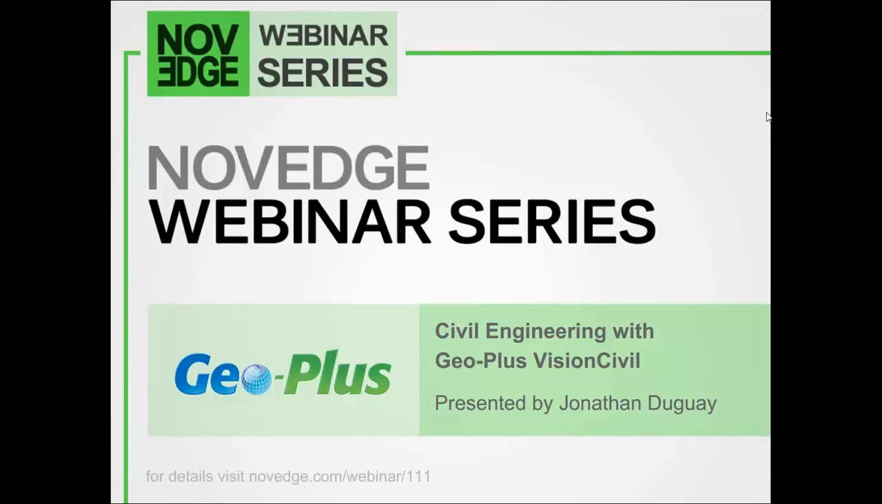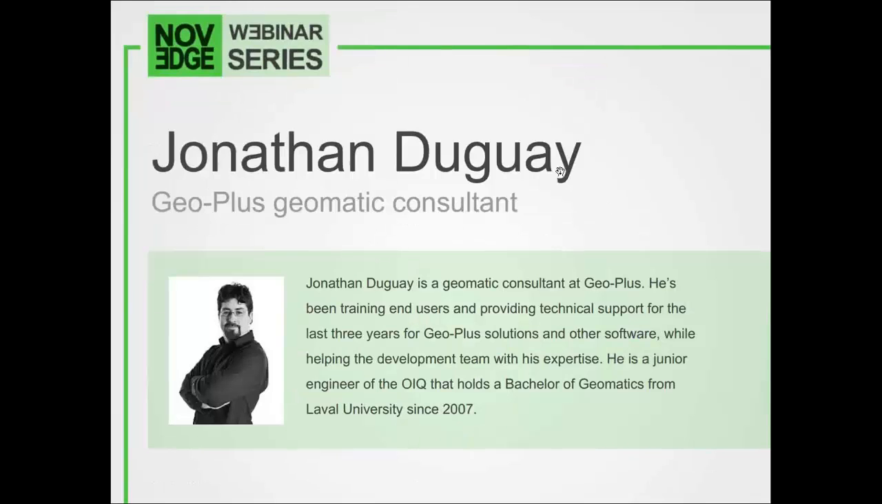For this week's webinar, we're teaming with Geomatic consultant Jonathan Duguay to give you a firsthand look at Geo-Plus VisionCivil for civil engineering and land surveying. VisionCivil resolves functionality, usability, and process-related issues by integrating land surveying, design, analysis, 3D model, and CAD standard management into your AutoCAD, Civil 3D, MicroStation, PowerDraft, and BricsCAD environment. Jonathan's presentation demos VisionCivil's three go-to modules, which are COGO, Vision, and Civil, for managing and analyzing any civil engineering project.